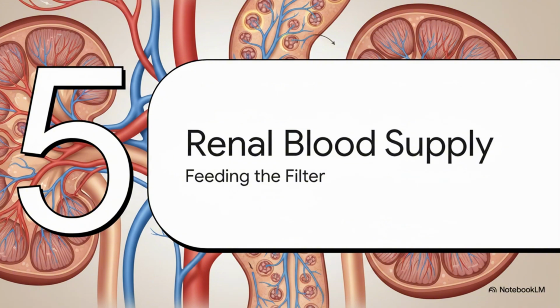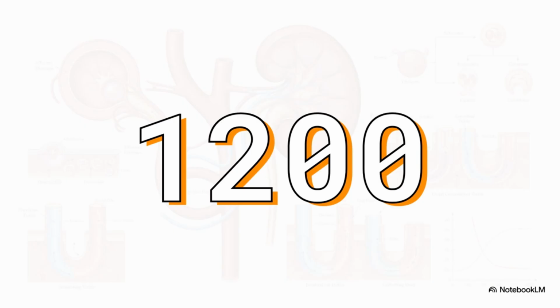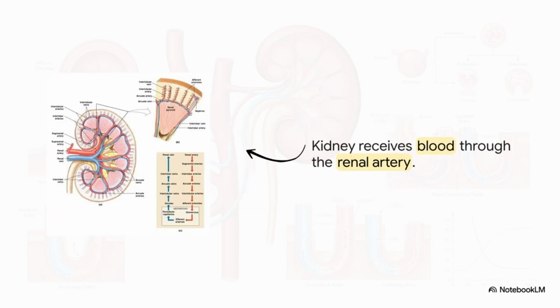Section 5. Renal blood supply dynamics, feeding the filter. Obviously, sustaining 1 million of these high-pressure microscopic engines requires a vascular network that is just staggering. 1,200 milliliters per minute. Really think about that number for a second. Your kidneys receive 20 to 25%, a full 1/5 of your entire resting cardiac output. For a pair of organs that weigh just 150 grams each, that is the highest tissue-specific blood flow anywhere in the human body. All that massive volume of blood enters exclusively through the renal artery.